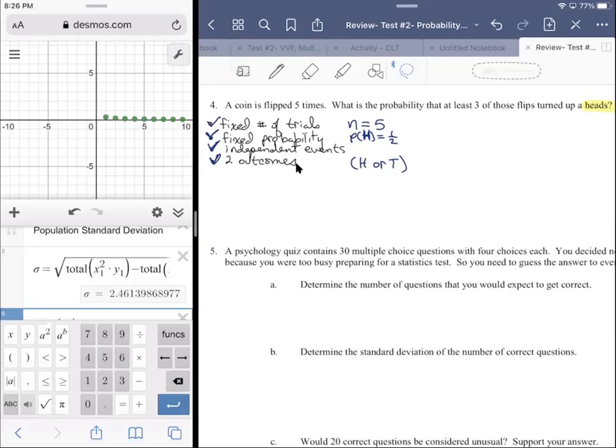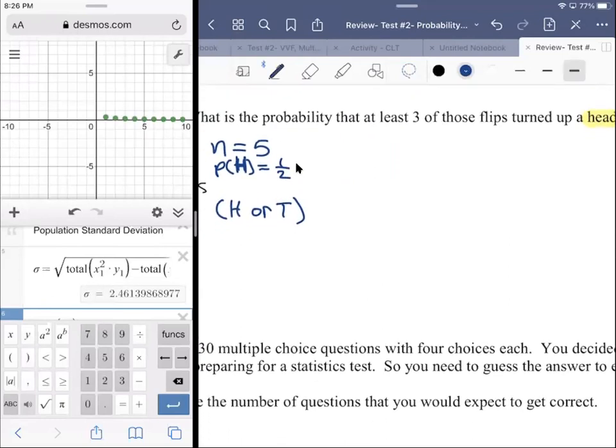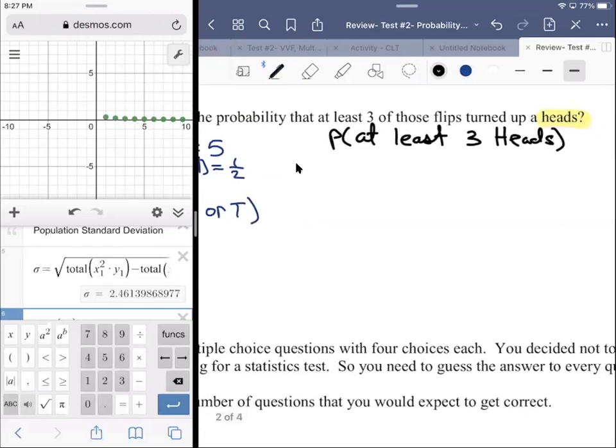For this one, it's really up to you. You don't have to go too crazy with the ones that I wrote, because it's a simple computation on Desmos. But I'll take you through the ones that I made also. So we want to know the probability of at least 3 of those flips turning up a head. So probability of at least 3 heads. I'm going to put that in simple terms here. That's the same as saying probability that X is greater than or equal to 3.